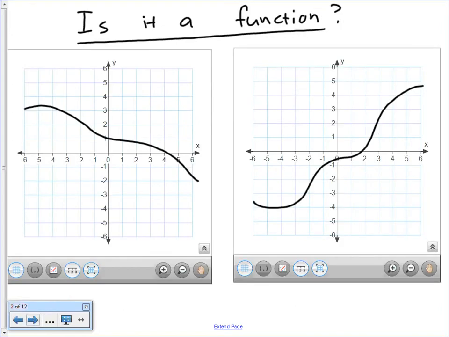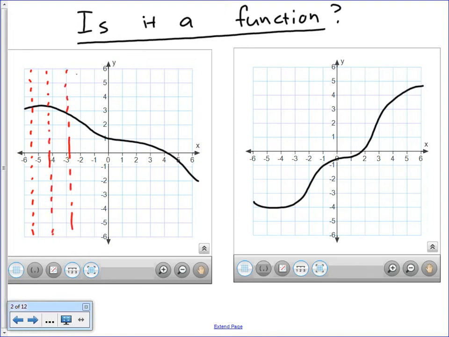So the first thing that we're going to discuss is whether or not, when we look at a graph, it can be classified as a function. So we're going to do what's called a vertical line test. What you're going to do is try to imagine, when we look at a graph, is there any vertical line that we can draw that goes through 2 points?